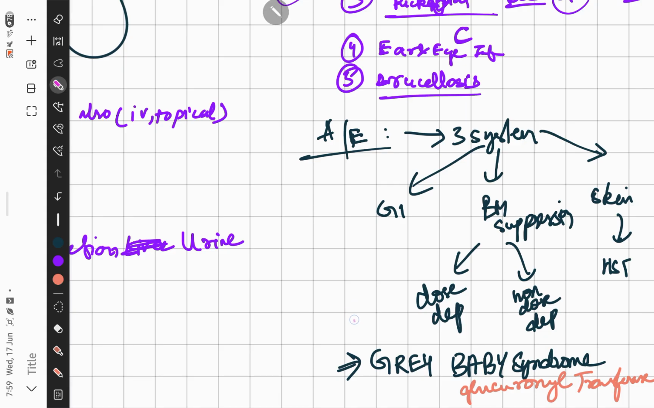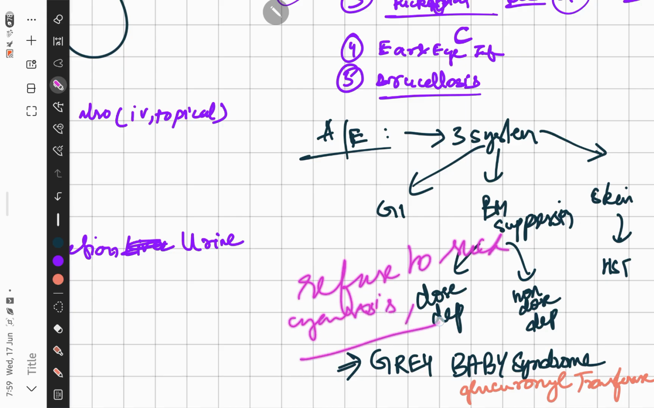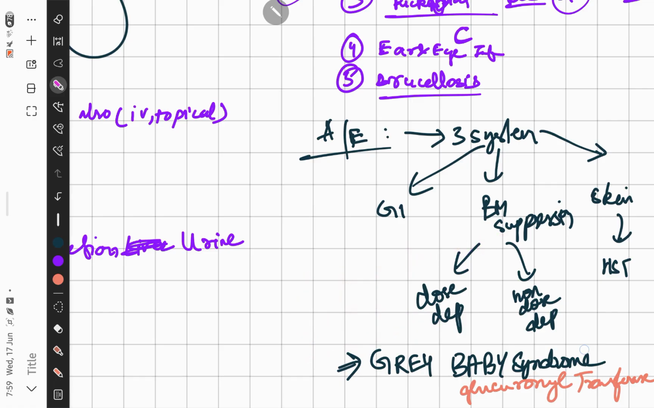In this syndrome, the baby will refuse to suck. There will be cyanosis and irritability, and there will be circulatory collapse. Usually the baby dies of circulatory collapse.